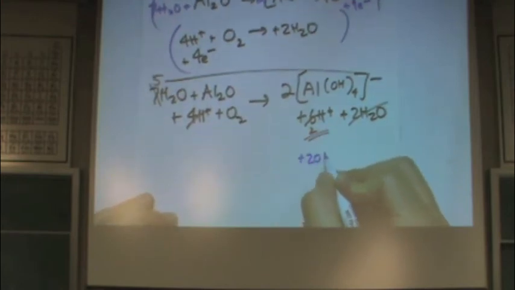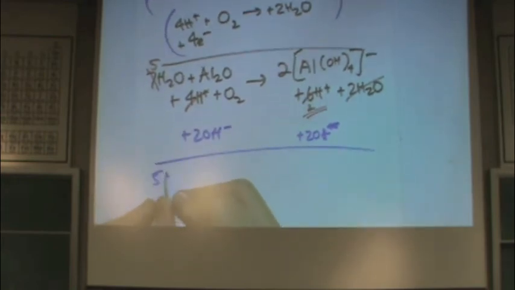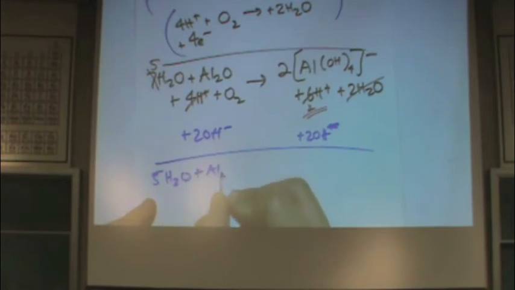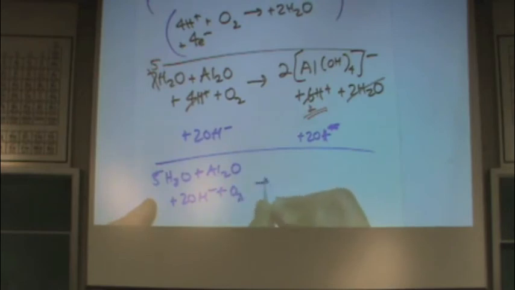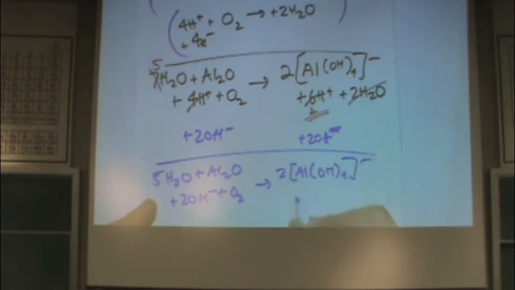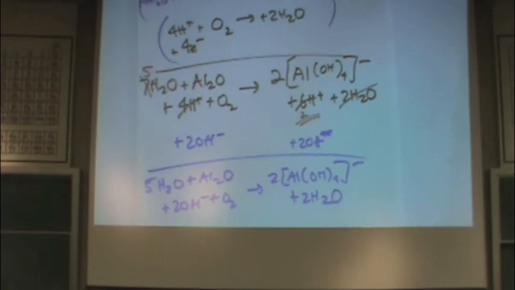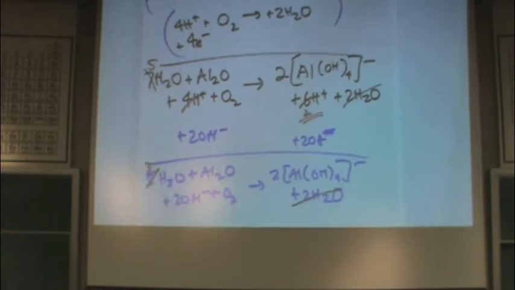That's plus 2 OH minus, minus 2 OH minus to both sides. And so you get 5 H2O plus Al2O plus 2 OH minus plus O2 goes to 2 Al(OH)4 minus plus 2 waters. Okay? Oh, 2 waters. And then my last step would be to cancel out the waters, which is 2 here, 5 here, so 3. Is that okay?